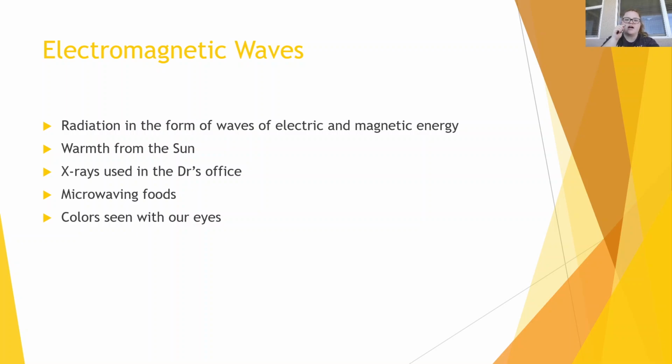And we have felt this or seen this in our day-to-day lives, including the warmth from the sun, x-rays that we use in the doctor's office, microwaving foods, and even the colors that we can see with our eyes. So these are all different forms of electromagnetic waves, and we'll look at those further in detail down the line.